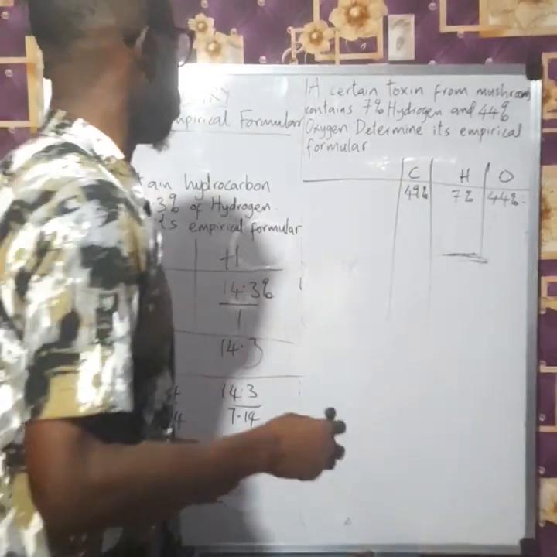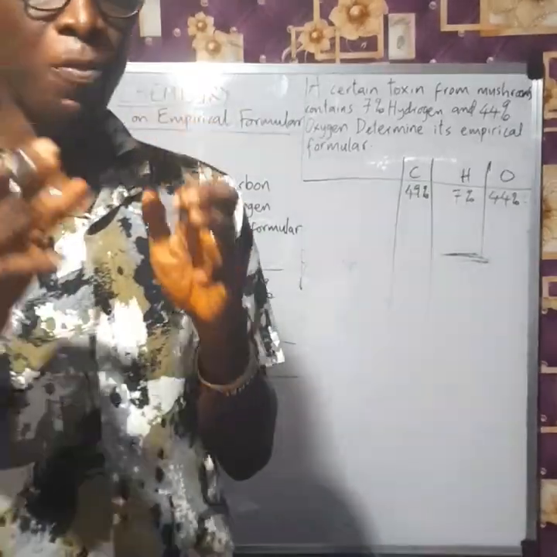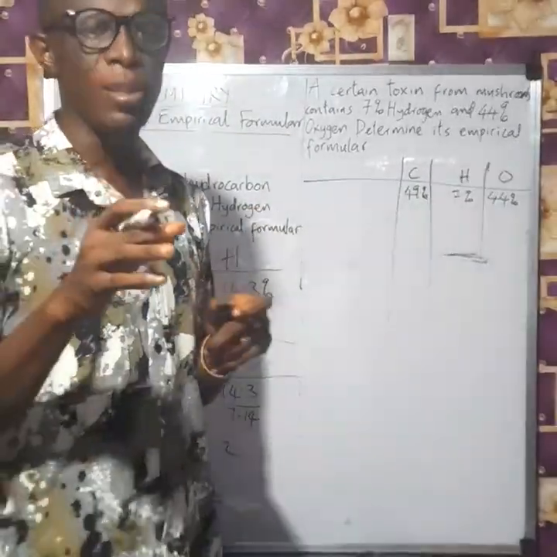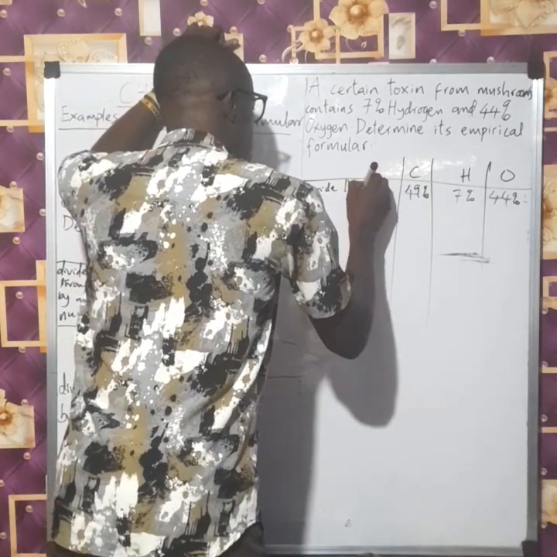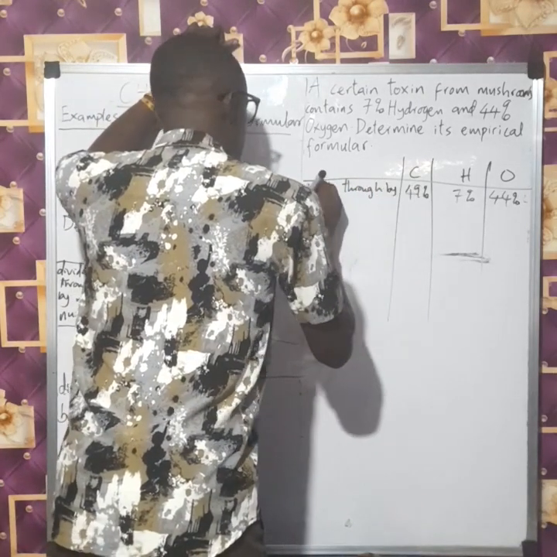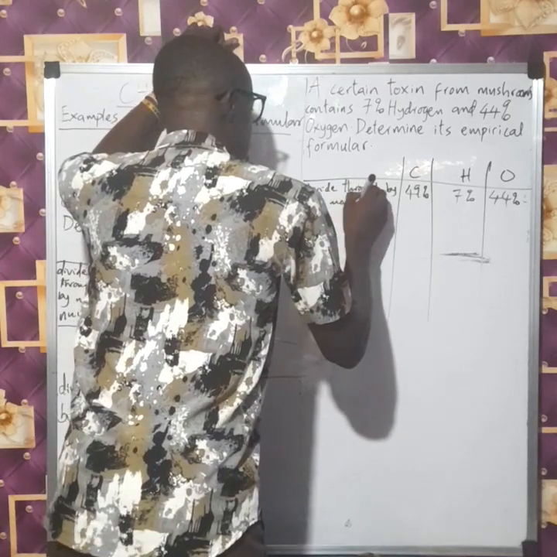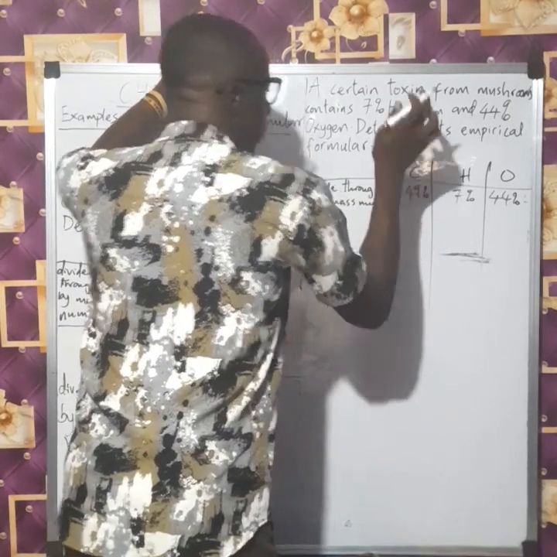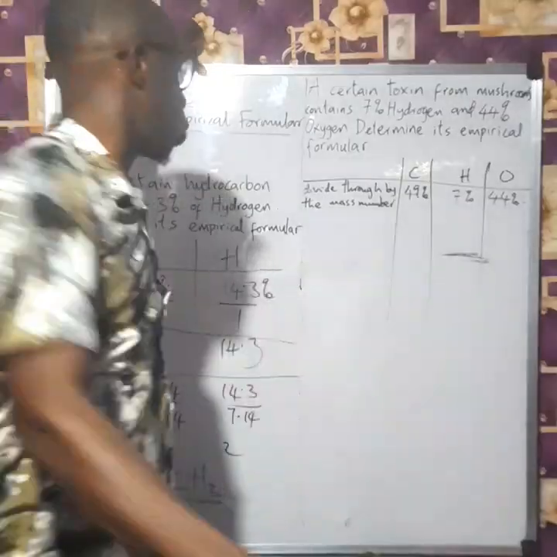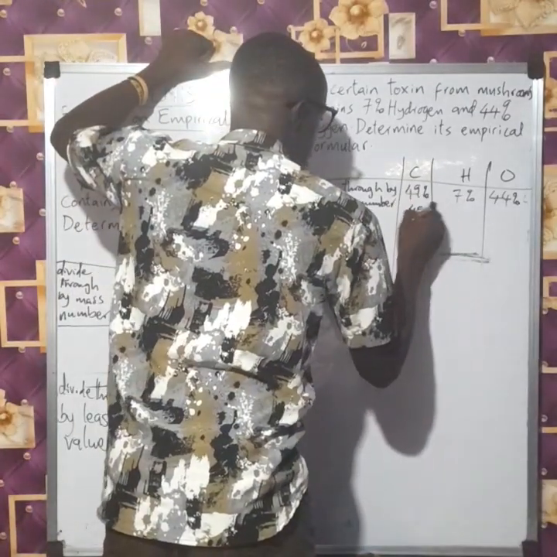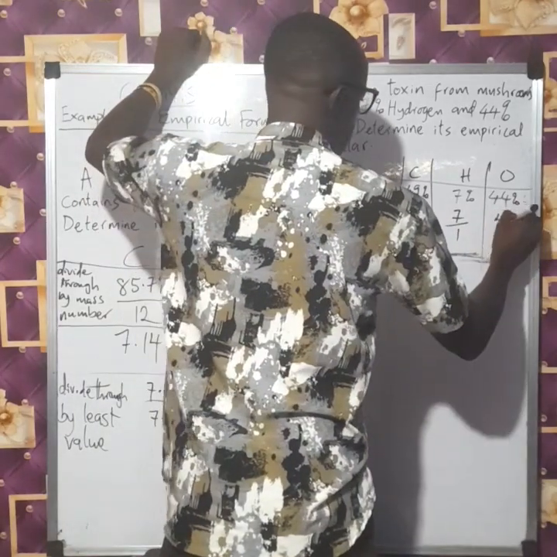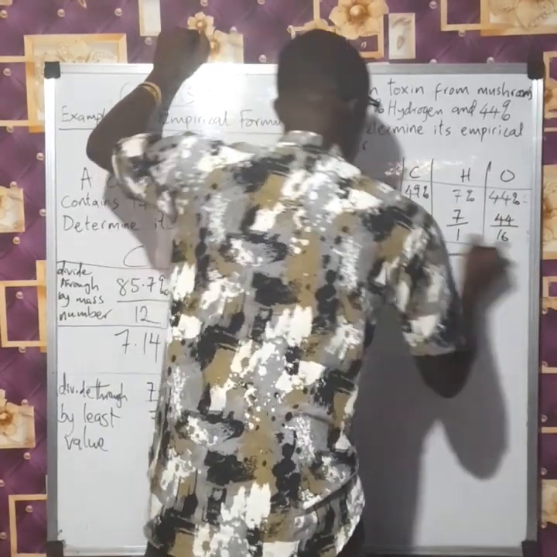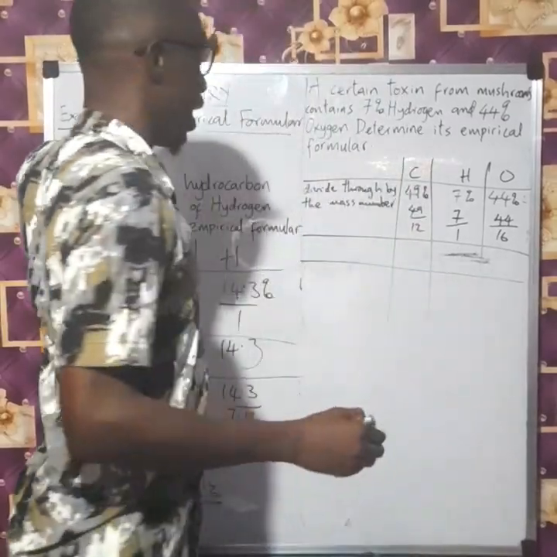Now the next thing I'll do is my first step. The first step is to divide through by the mass number. What's the mass number of carbon? Atomic number 6, mass number 12. So how about 49 over 12? Then this is 7 over 1. And this is 44 over 16. Is somebody with me?